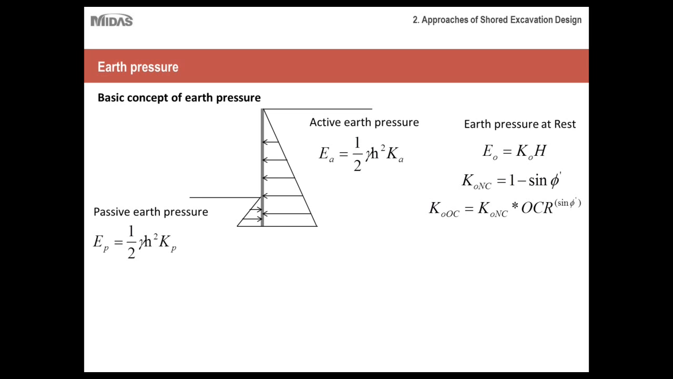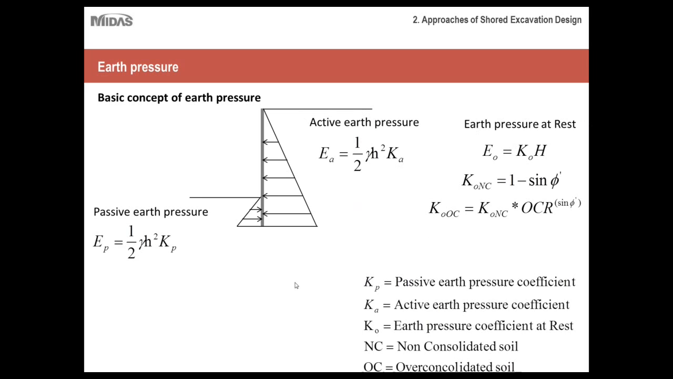And then we have the passive earth pressure, which is on the other side of the supporting structure, which is here. Sometimes this pressure could be critical, but the majority of the time we always go for active earth pressure or earth pressure at rest.